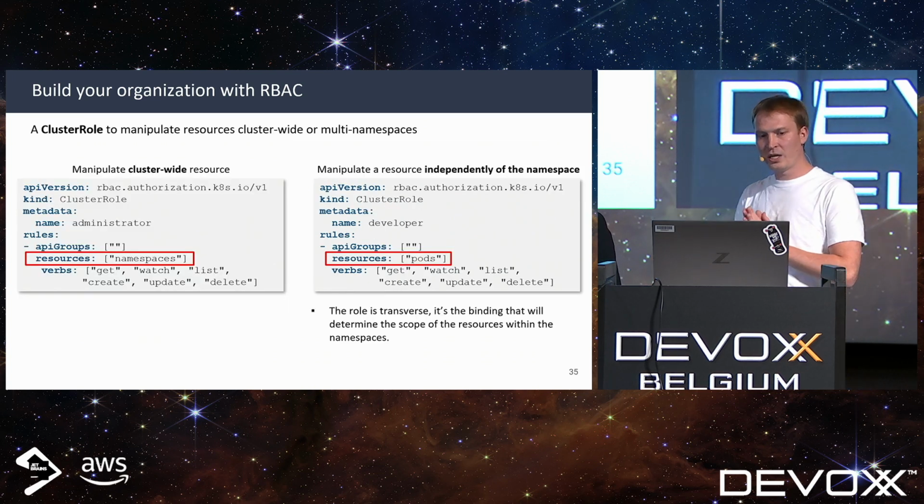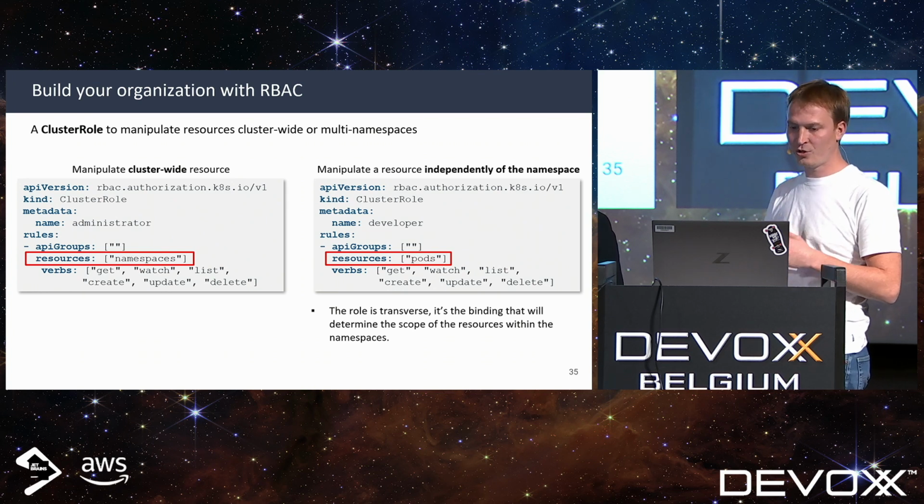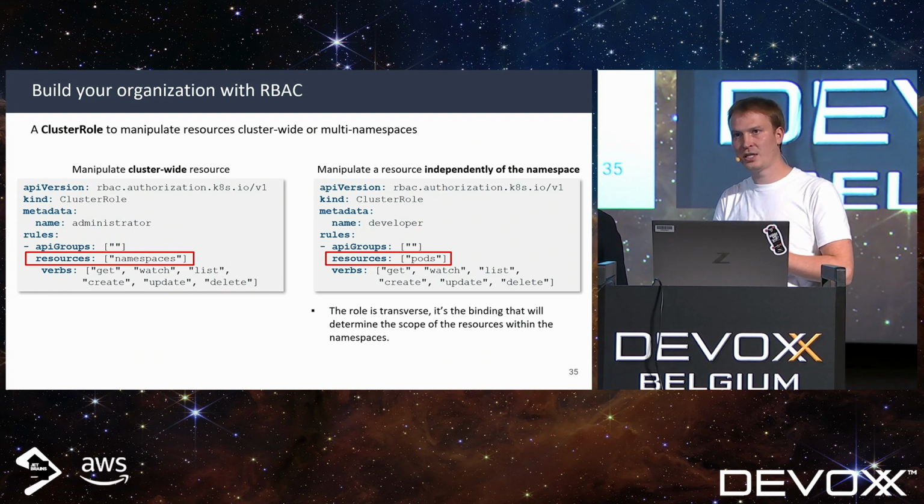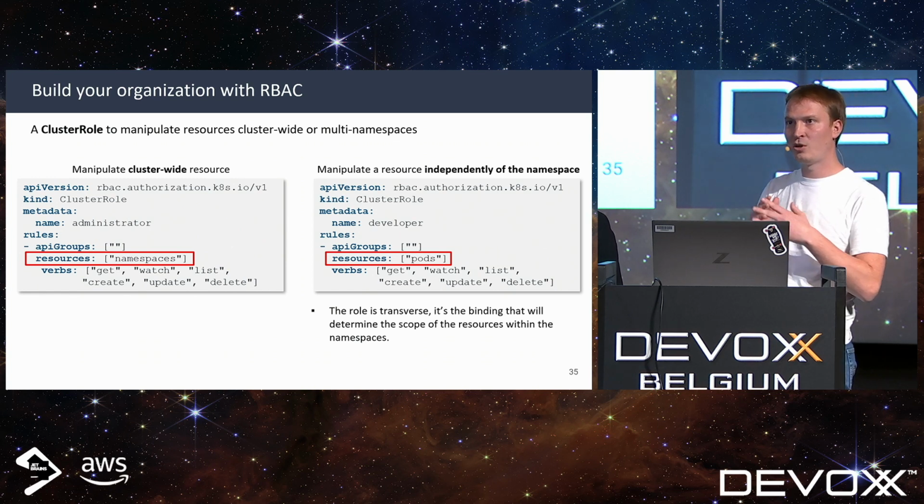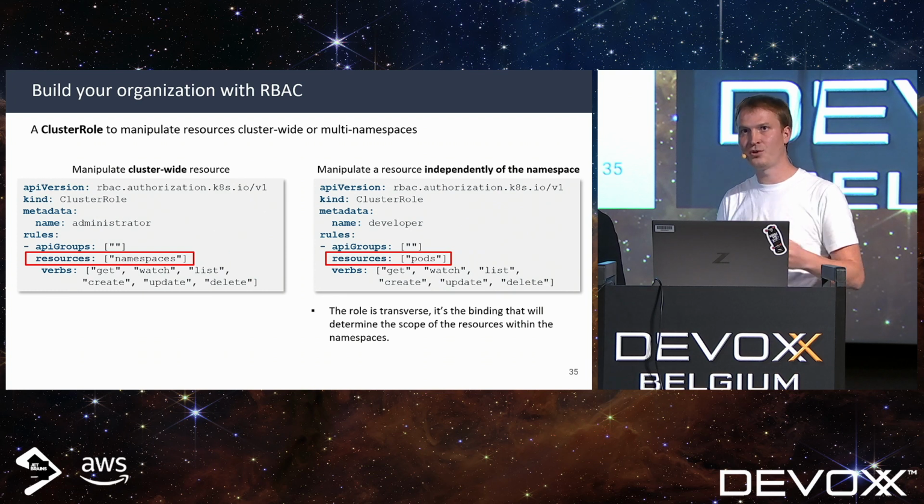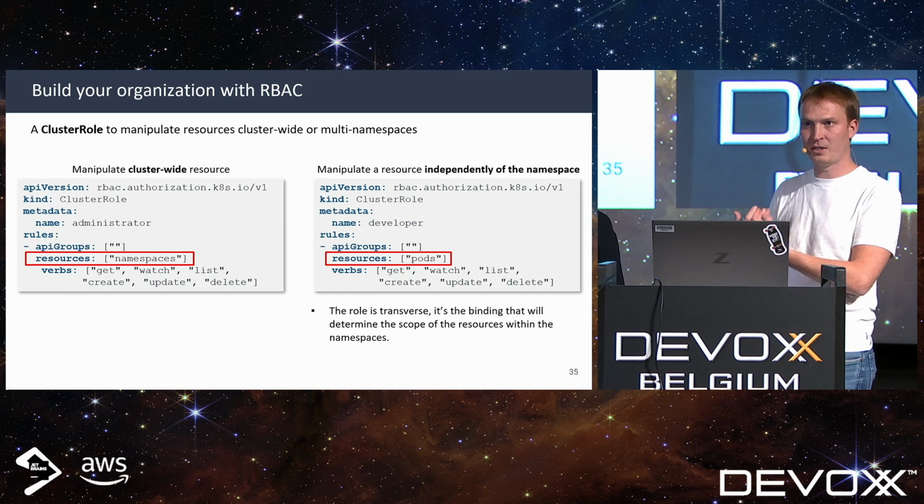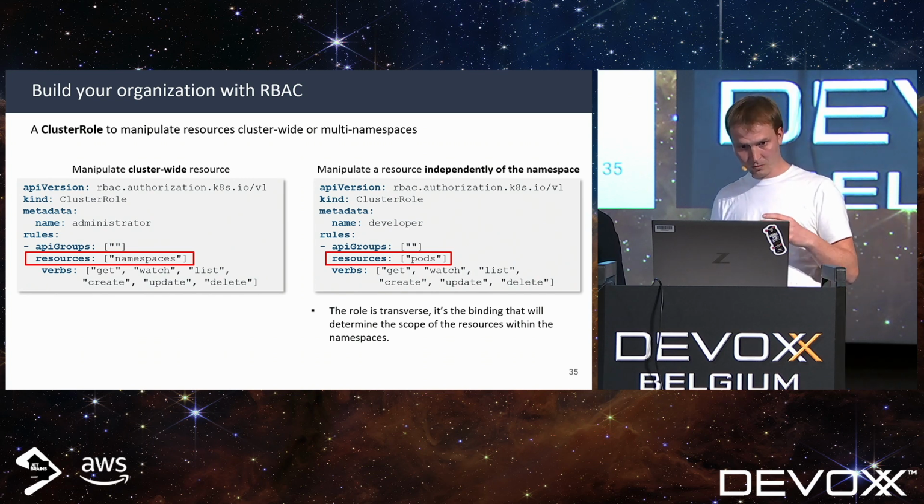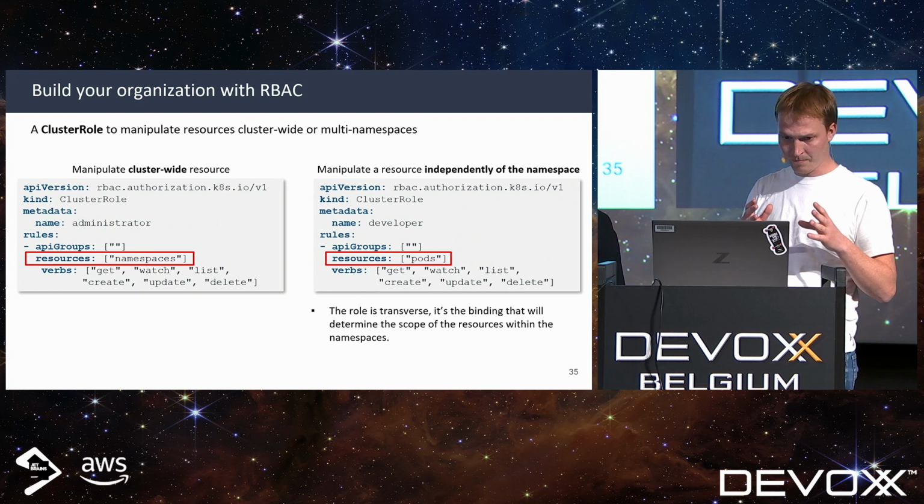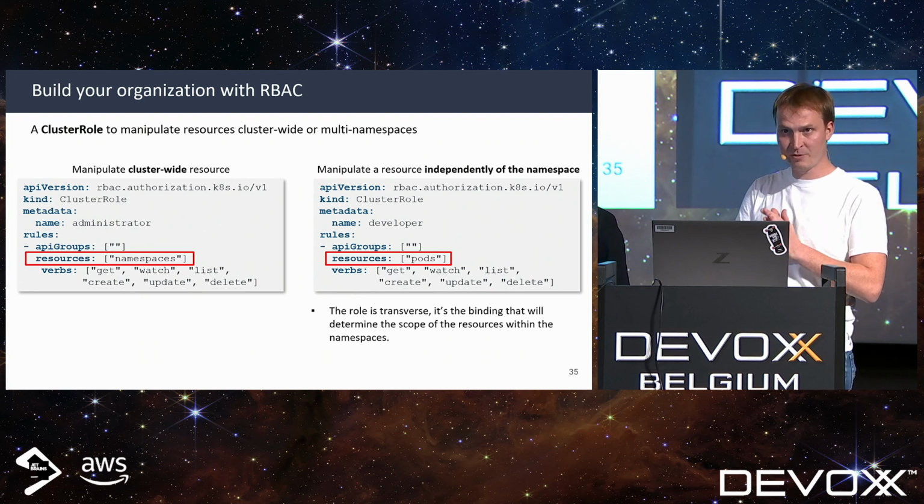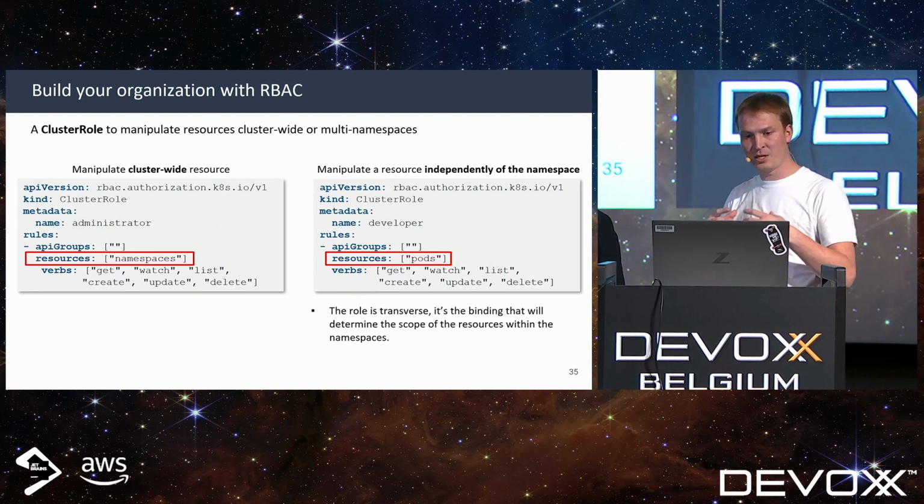Now, we're going to talk about ClusterRole and why we use it for two main things. The first is when you have to manipulate resources that are not namespaced, or if you have the same role in different namespaces and you don't want to create a Role for each namespace. So on the left, we have the ClusterRole to manipulate namespaces, and on the right, we can manipulate pods for every namespace.